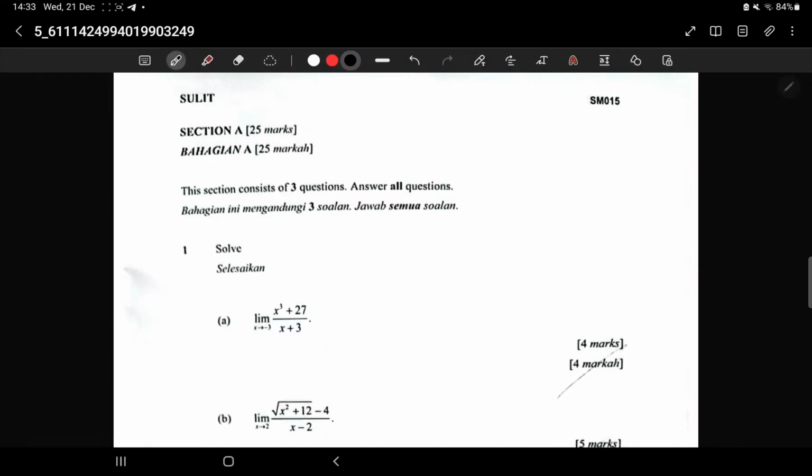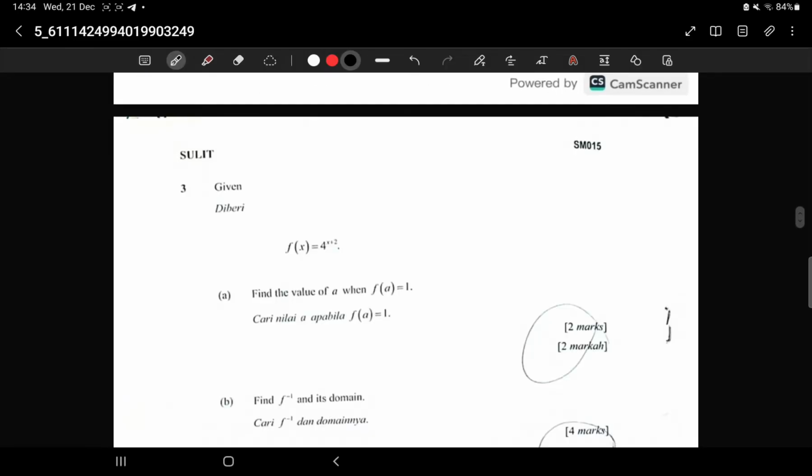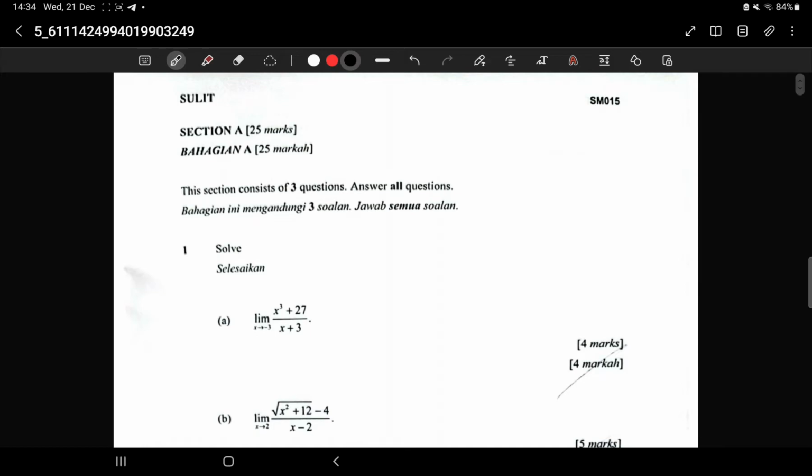So I asked one of my juniors today, can you give me the soft copy of your finals for SM015, which is mathematics for the matriculation program, since they set it like last week, I think. So one of my juniors gave me the copy of it, and we are going to try and solve it. Well, I didn't revise anything.